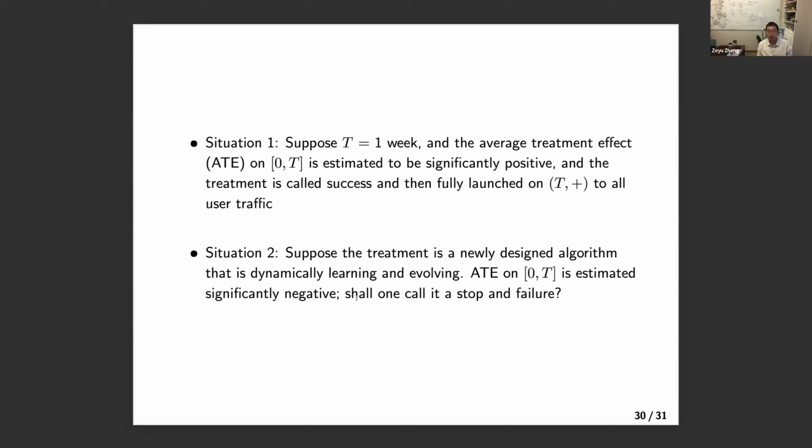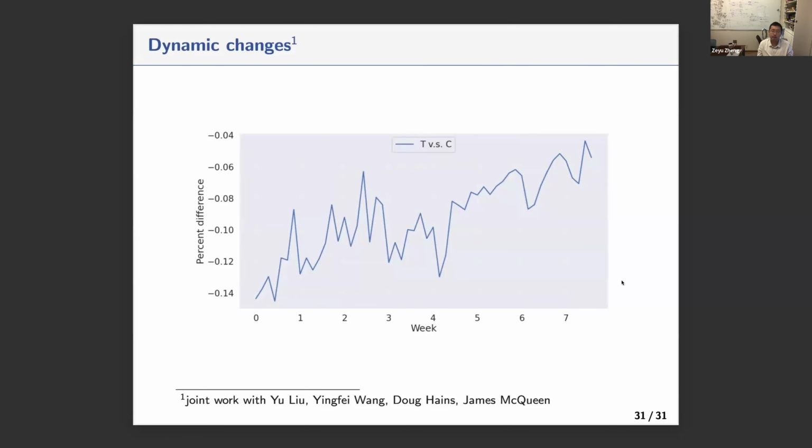Shall we just call it a stop and failure and discard the treatment? Well, sometimes yes, sometimes not. Showing the following plot, you see that this is a treatment. The plot plots the relative difference of the effect of treatment versus control. We see that it's all negative, right?